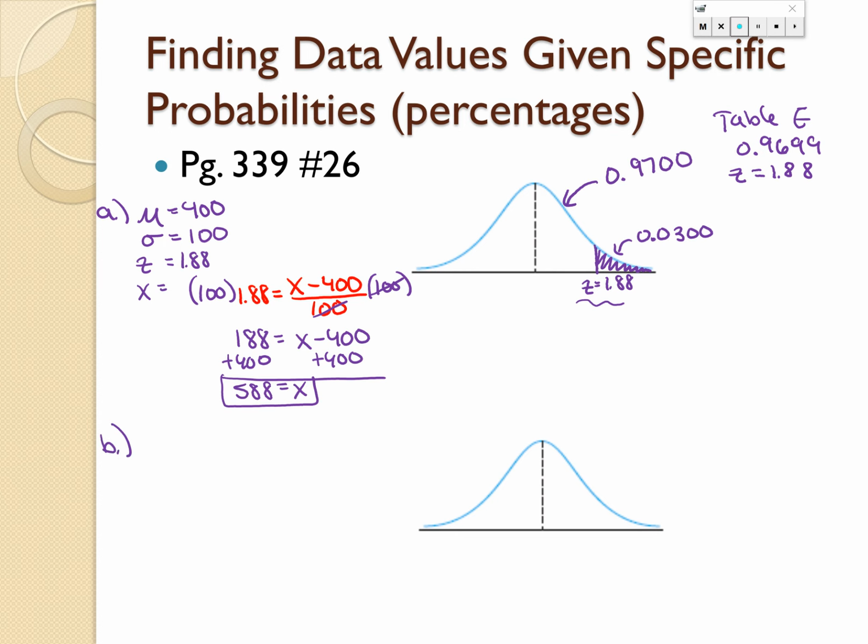Now for part B, we have the bottom 1.5%. They have to go to summer school. So if you're in the bottom 1.5% taking this test, you have to go to summer school. So what's the minimum score you need to stay out of that group?